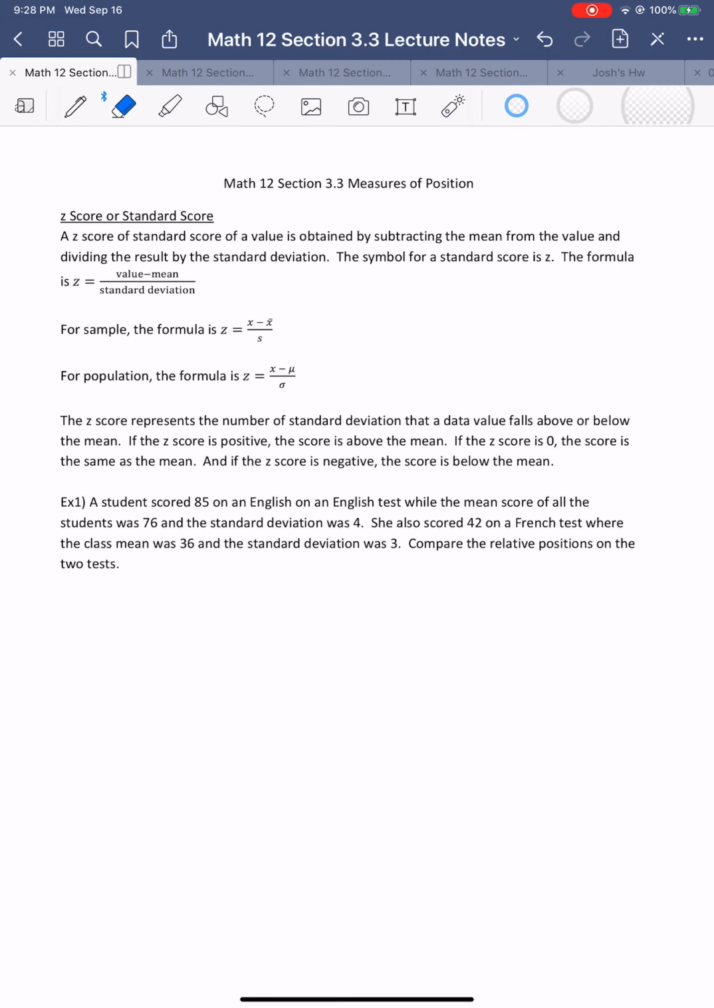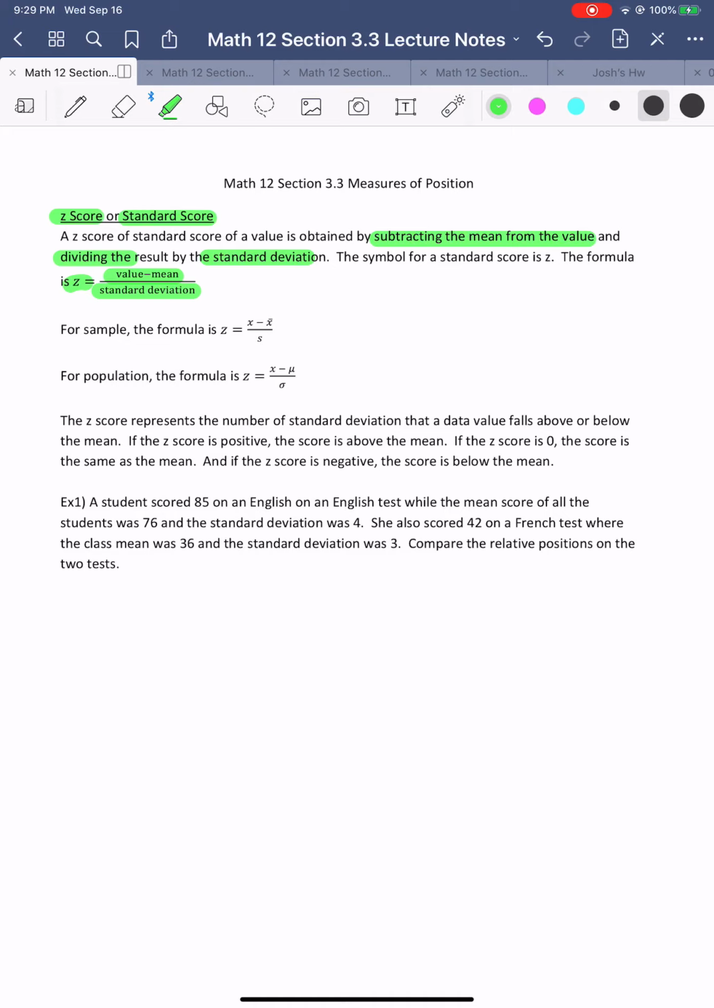Hello, this is section 3.3, measures of position. For measures of position, we need to learn about the z-score, which we can also call the standard score. The z-score, or standard score, is a value obtained by subtracting the mean from the value and dividing by the standard deviation. This is the formula you can use. The symbol for the standard score is z.